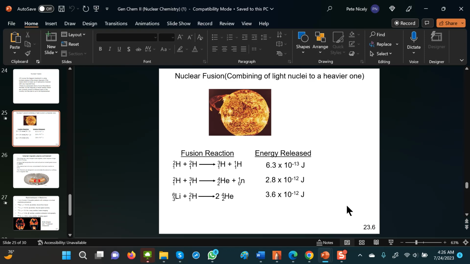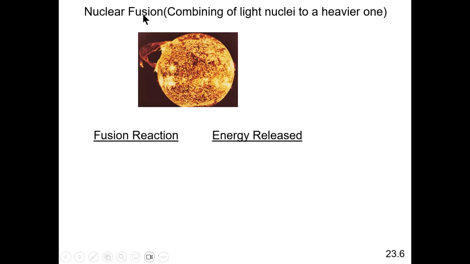Now we're going to talk about nuclear fusion, which is different from nuclear fission that we talked about earlier. Just to remind you, nuclear fission involves breaking up a larger nucleus into smaller fragments. And the examples that we looked at involve energy production.